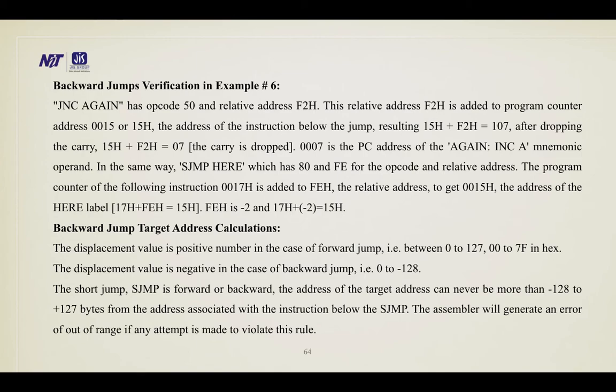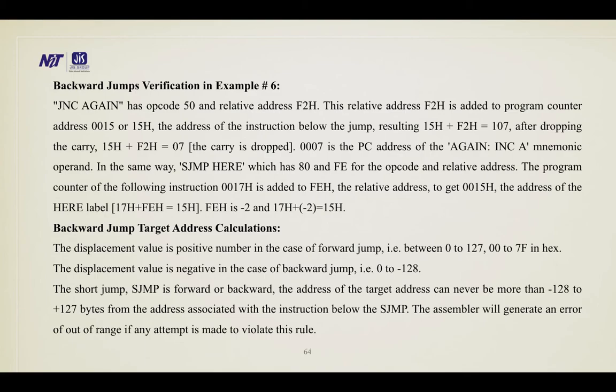In the same way, SJMP here has 80 and FE for the opcode and relative address. The program counter of the following instruction, 0017, is added to FEH. The jump goes to 0015H, the address of the label here. 17H plus FEH equals 15H: FEH is -2, and 17H plus -2 is equal to 15H.